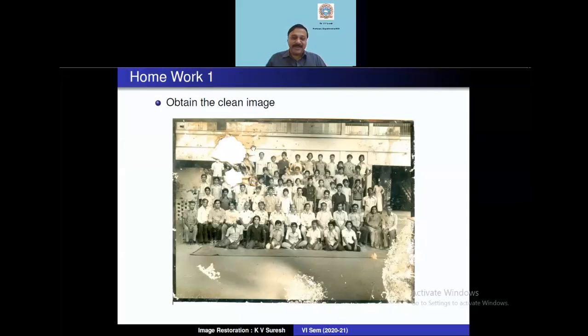Okay, actually, this is the group photo when I was doing my SSLC, that is my 10th standard. Somehow, through a 10th high school classmate, I could get a photo which he had preserved. That means the hard copy. But unfortunately, this is what has happened.